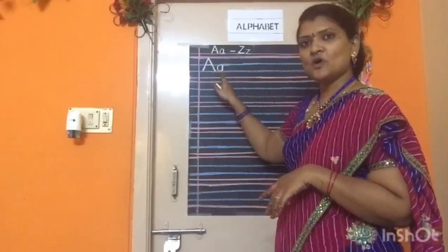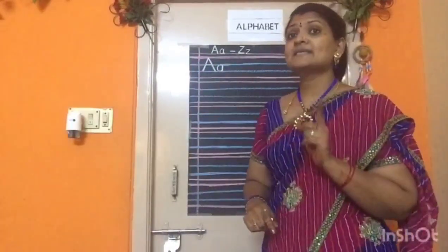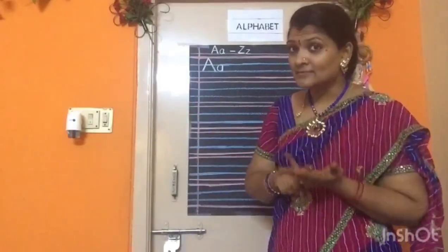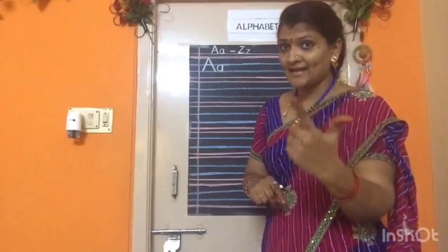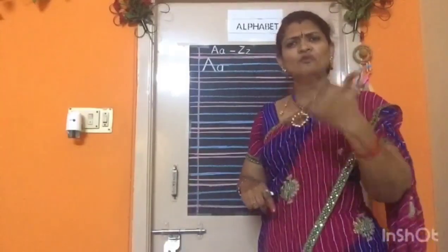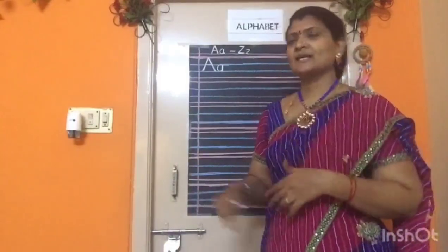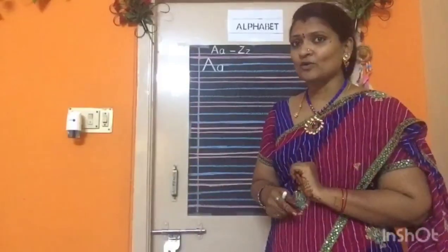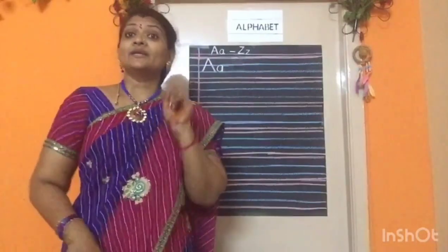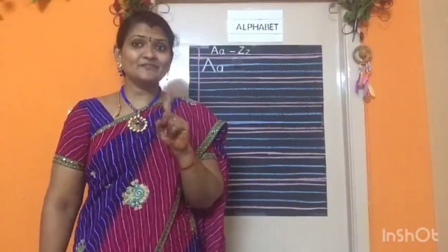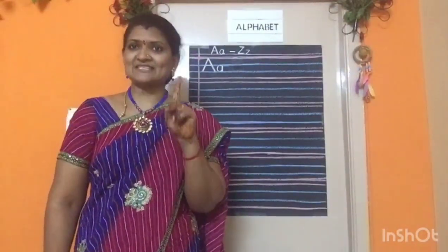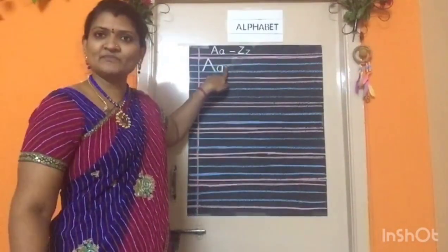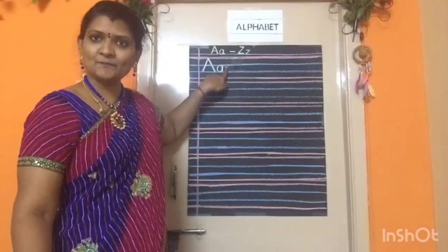Capital A, small a. When you are writing, you can say the words also, like A for... 3, 4, 5. How many you can say. A says A, and you have to say the phonic sound also. Okay children. Now you need to use your pointer finger to give the finger space. Yes. So put your pointer finger here next to small a.